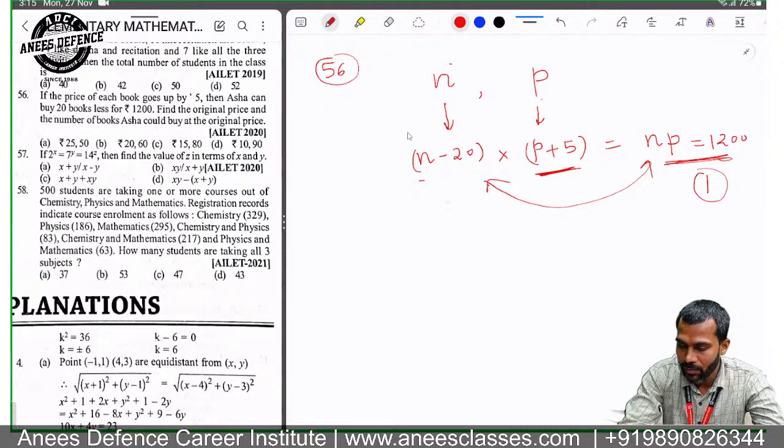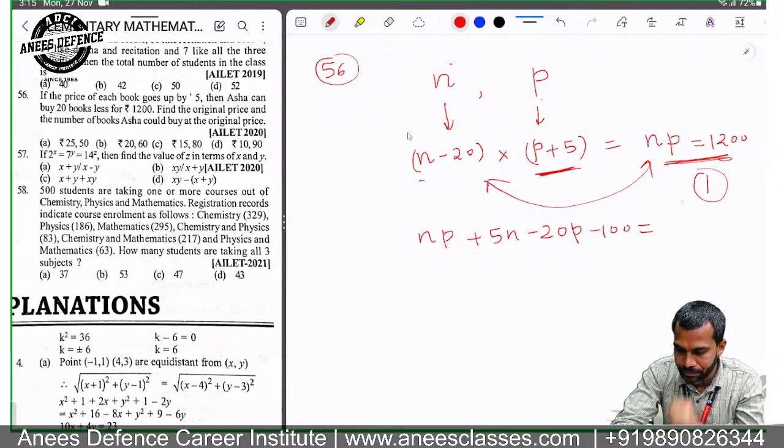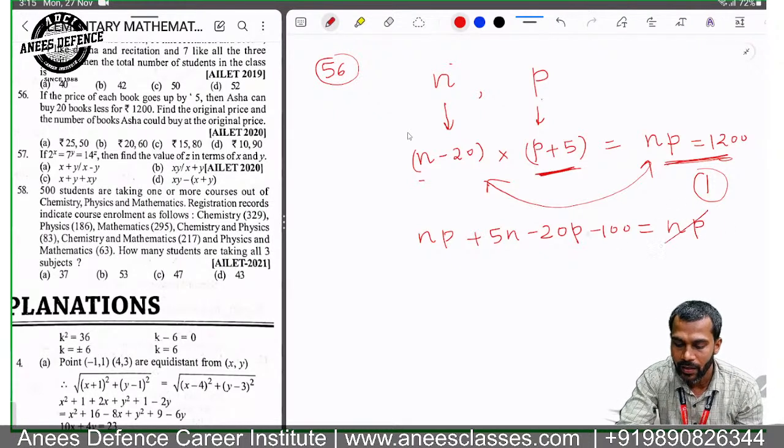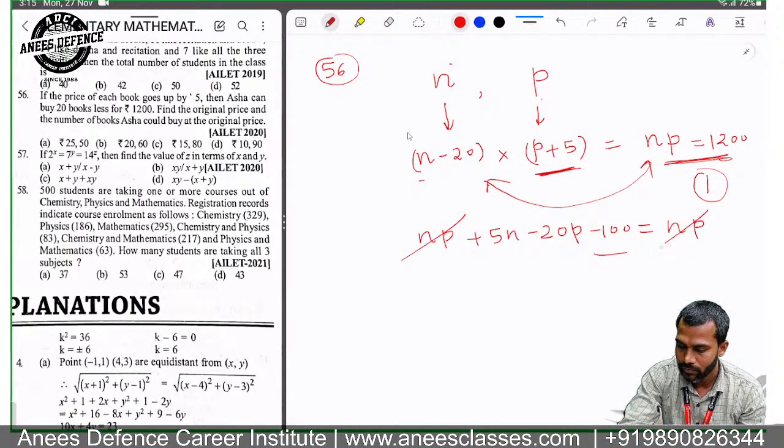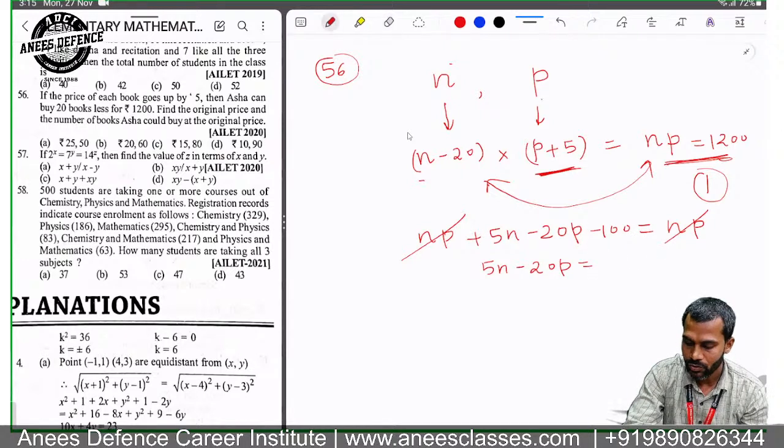And the second equation is, tell me, if you multiply it, what will we get? NP plus 5N minus 20P minus 100 is equal to NP. Yes or no? NP and NP will get cancelled. So this is the second equation I have got. I mean, I can write 5N minus 20P is equal to 100. I can write. Yes or no?